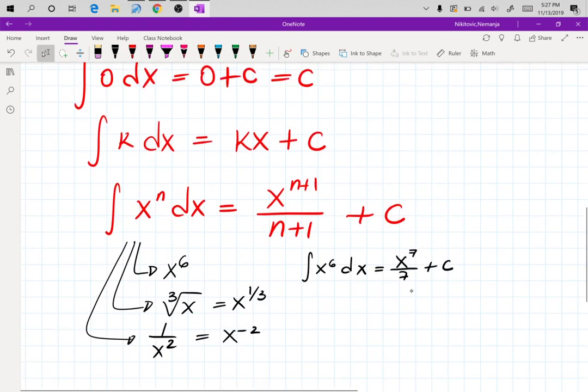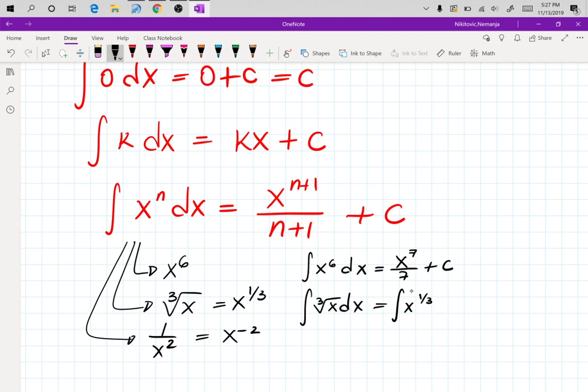If I had the problem below, the integral of cube root of x dx, I rewrite that as the integral of x to the 1/3 dx, and now it becomes x to the 4/3 divided by 4/3 plus c, because I have to do plus 1 on whatever the exponent is. If the exponent is 1/3, 1/3 plus 1 is 4/3.